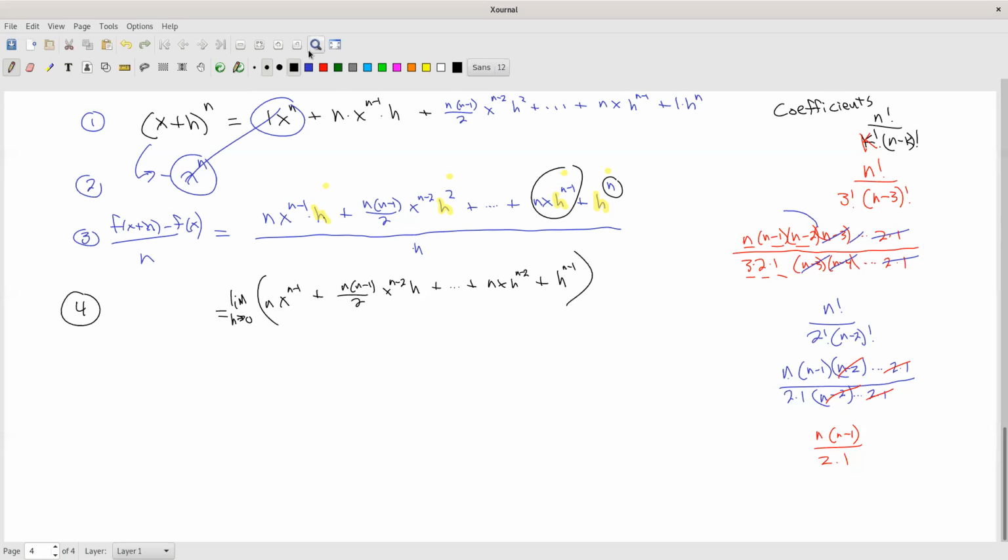And the cool thing about that is this one has no h, so it just gets to hang out. And all of these other ones, h goes to 0, and if you multiply by 0, the whole thing is 0. So all of those go to 0, and that has to be the derivative of x to the n.